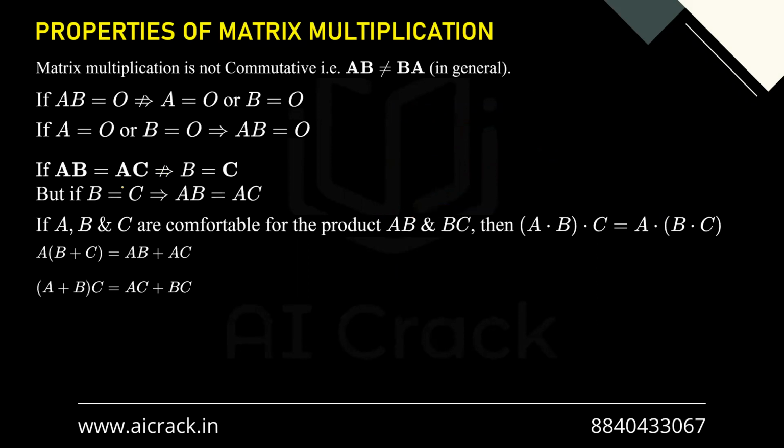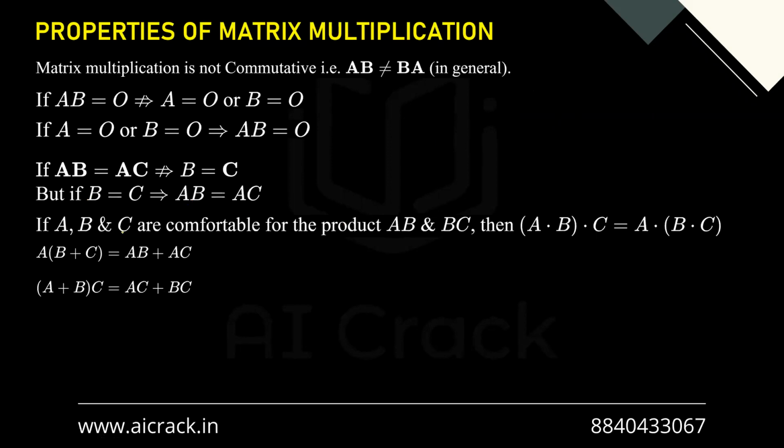But again, if B equals C, then definitely if I multiply any matrix to both B and C, pre-multiply or post-multiply, the product would be equal. But in the case of pre-multiplication together and post-multiplication together, it's not like I'm writing AB equals CA. That might not be true. But definitely AB equals AC.